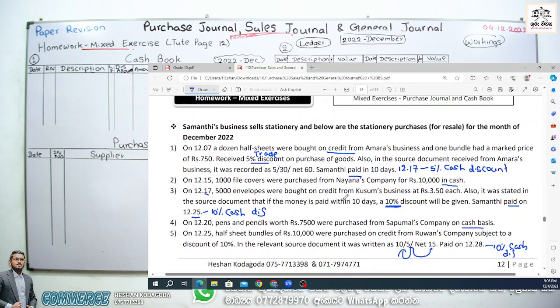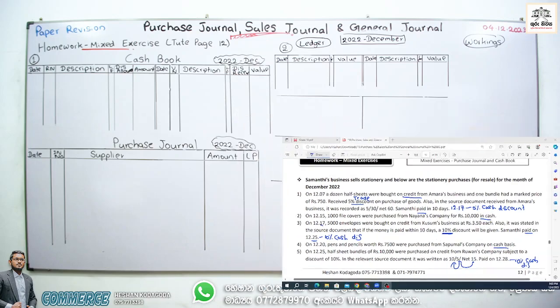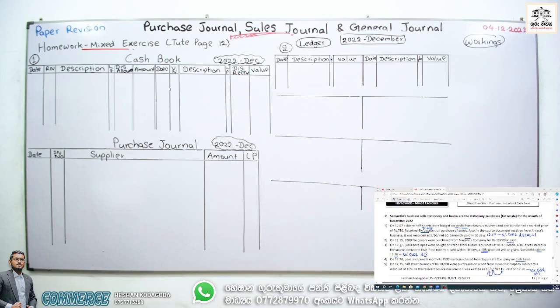First of all, the first transaction should be December 7th, which means purchasing goods on credit basis from Amara's business. Understand? Okay. How to record this one? We need to record this one in the purchase journal. Quickly come to the purchase journal.